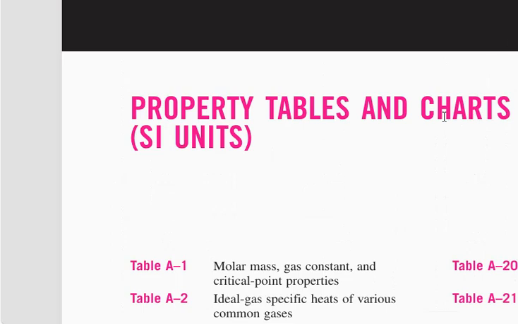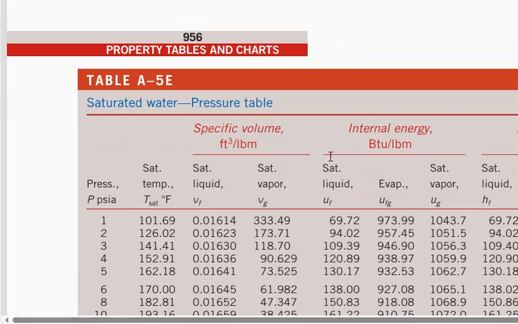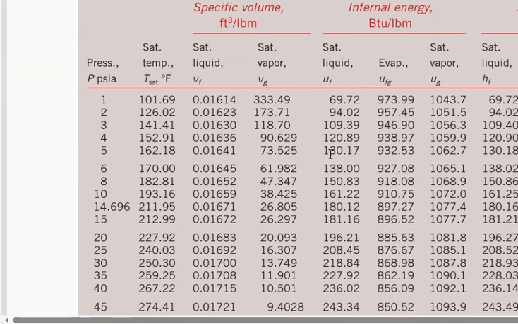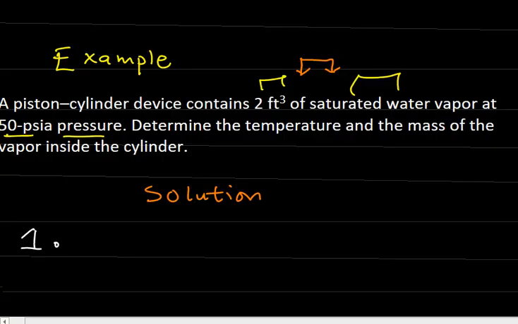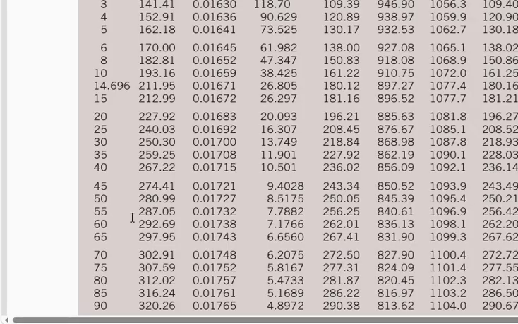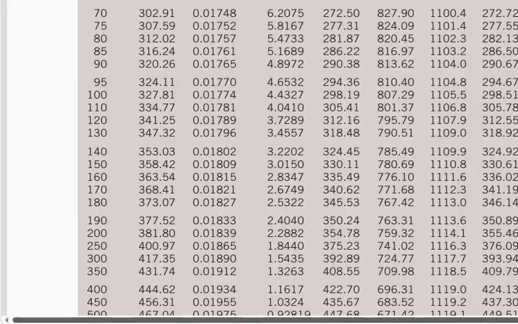So this is the table. No, this is not the English. Here is the English. As you can see, this is the English unit. The pressure is in psia. So the pressure that we are looking at is 50 psia. This is the pressure column, so the temperature is 280.99 degrees Fahrenheit.